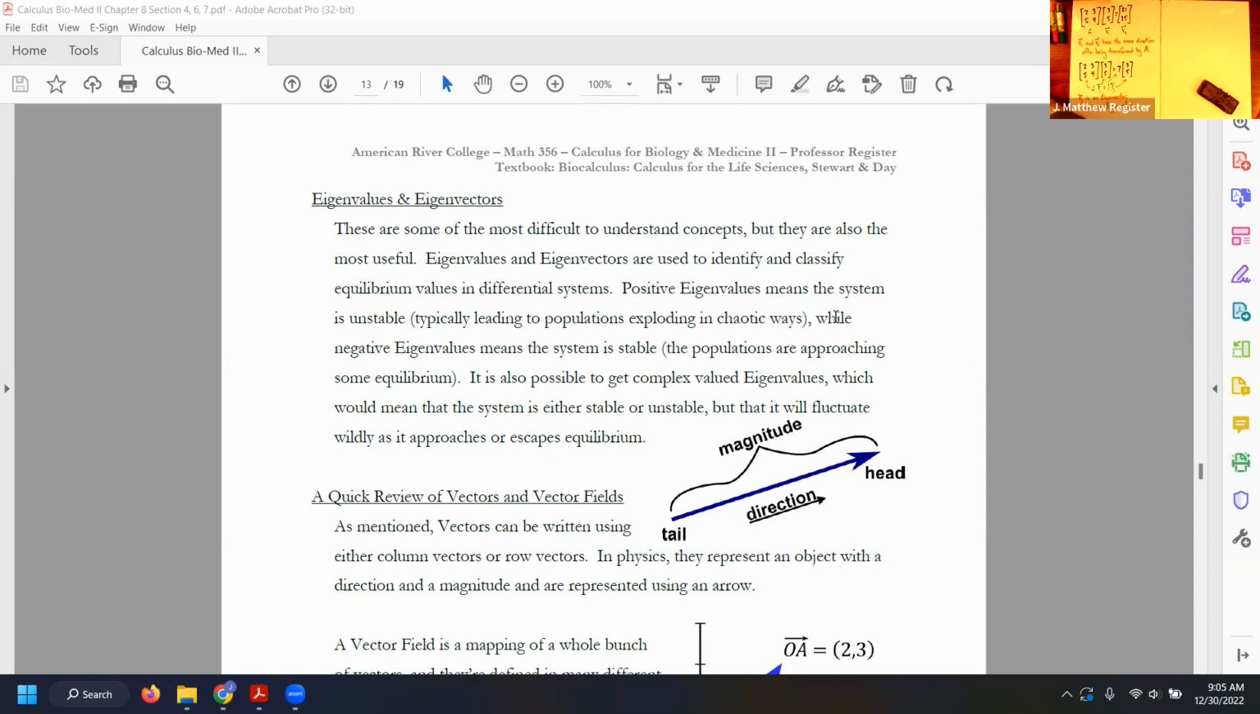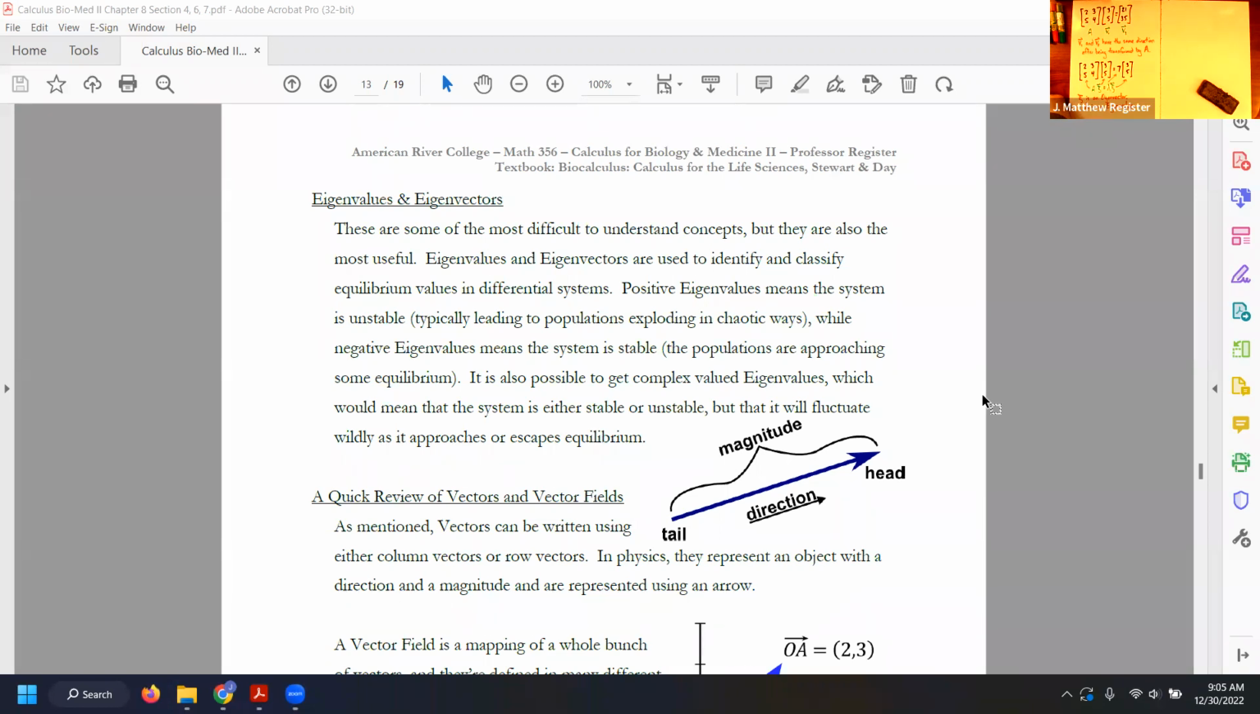Eigenvalues and eigenvectors are used to identify and classify equilibrium values in different systems. Positive eigenvalues mean the system is unstable, leading to populations exploding in chaotic ways, while negative eigenvalues mean the system is stable, so the populations are going to be approaching some particular value. You can also get complex valued eigenvalues, which would mean that the system is either stable or unstable, but that it's going to fluctuate wildly as it approaches or escapes equilibrium.